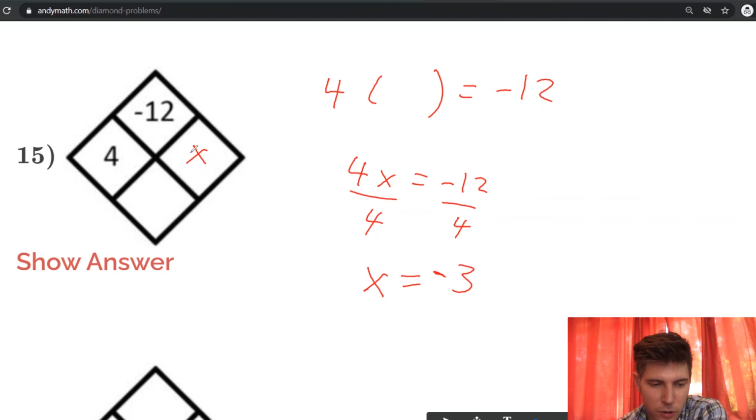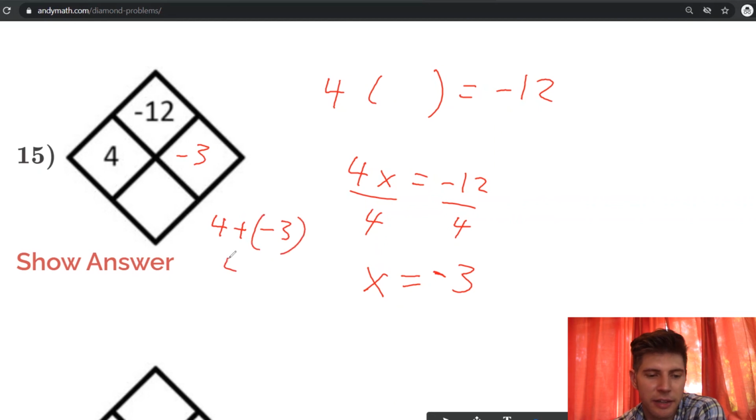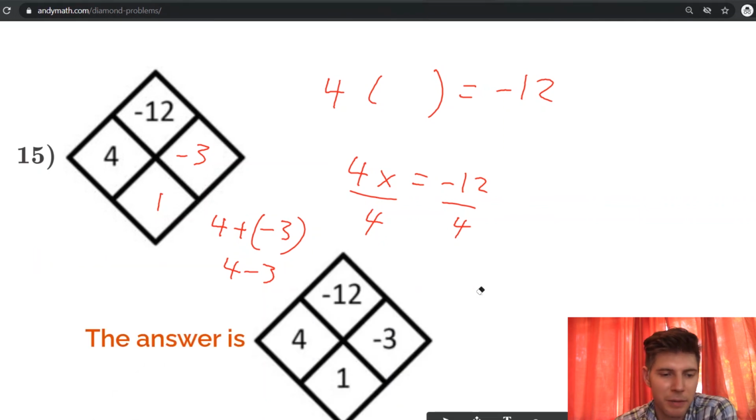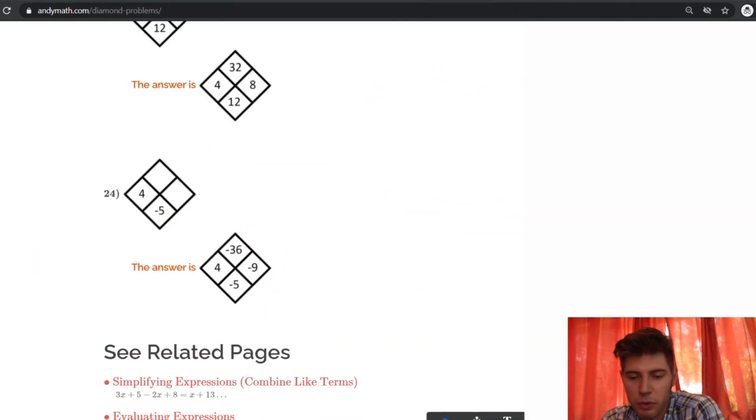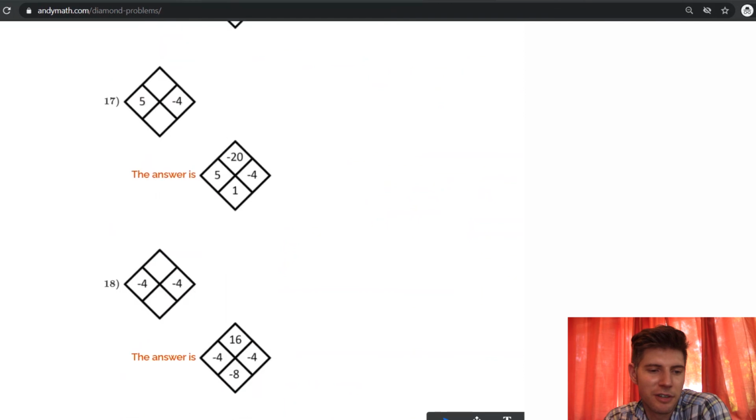So we now know that this is -3 inside here. And now to finish it, we just say 4 plus -3. And that's basically 4 minus 3, which is 1. And that matches our answer. So we just did 24 diamond problems. Here they all are here.